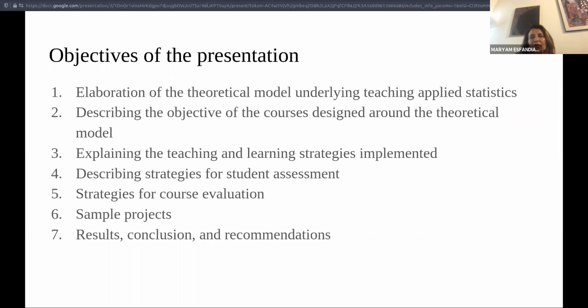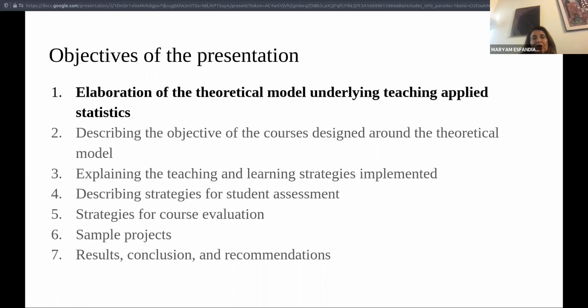The objectives of this presentation are, first of all, to elaborate a theoretical model that underlies the teaching of applied statistics. This model emphasizes a lot of what people in SEALs have been talking about. Then I'll go over the objectives of each course, and the teaching and learning strategies that we used to get to our goals. Then the assessment techniques we used and the data we collected to show that the course worked or didn't work. Steph and Sam are going to give you sample projects from those classes. Finally, we'll talk about results, conclusions, and recommendations.